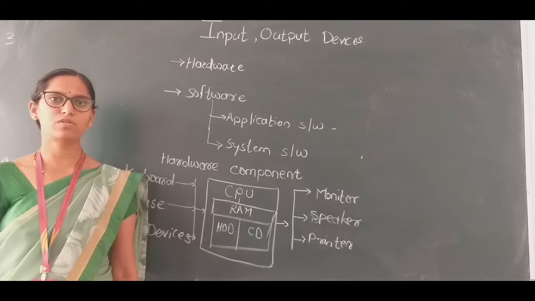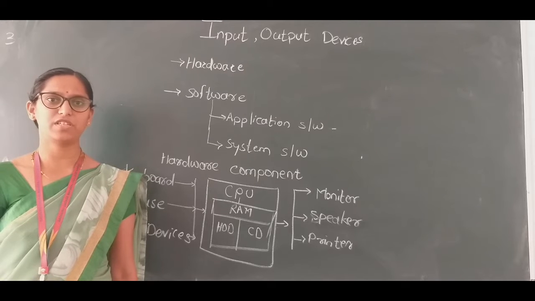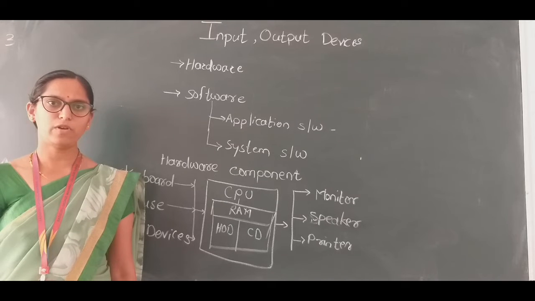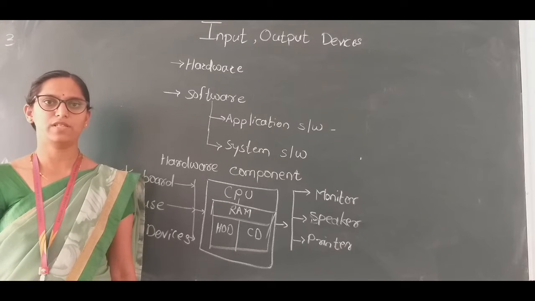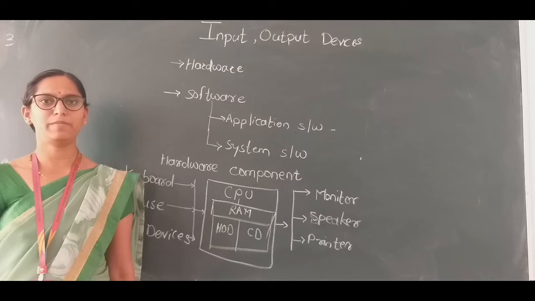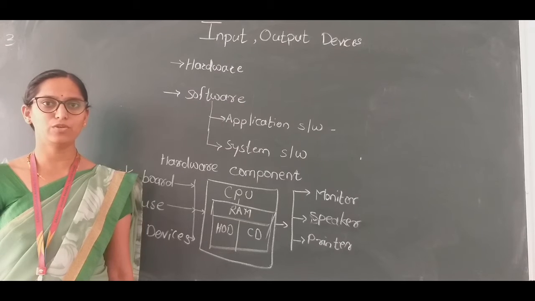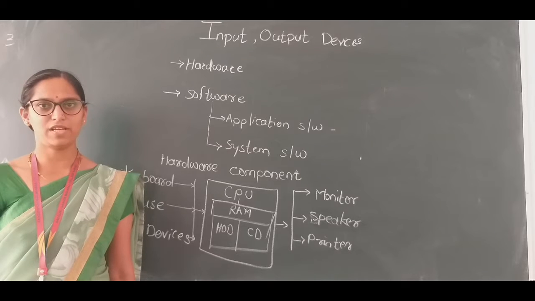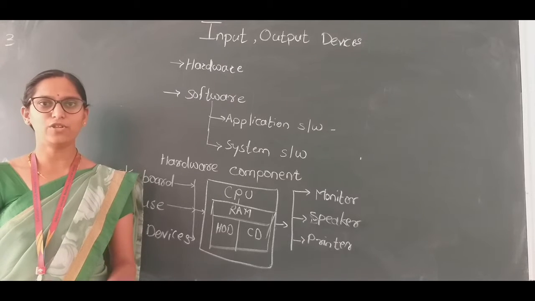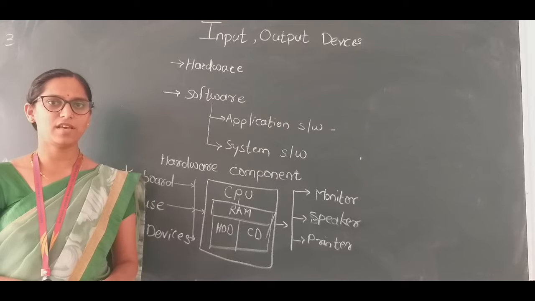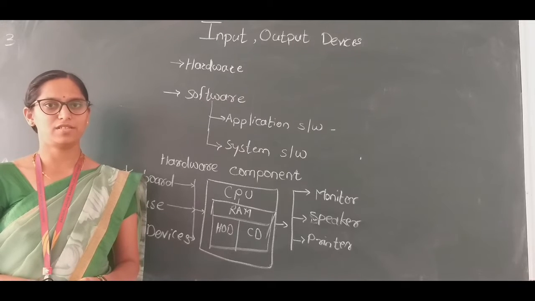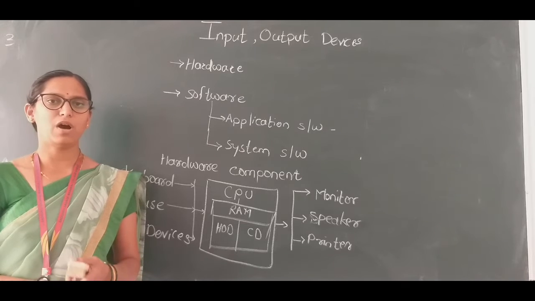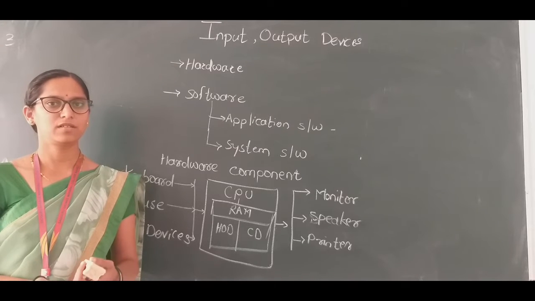Today we are going to start the second unit, which is based on input and output devices. First of all, an introduction to input and output devices. What is meant by input? What is meant by output? Input is where a user can give instructions to the different devices. Which devices? Those that are used, like a keyboard, mouse, etc.